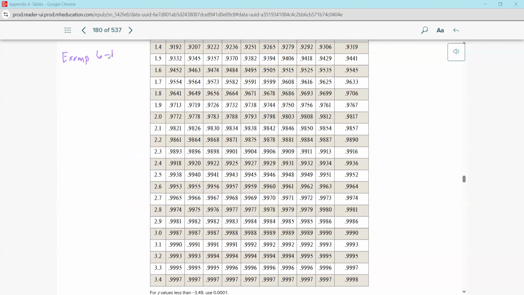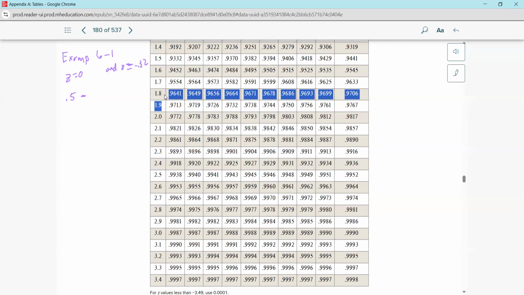6.1. Find the areas between the two given values. First one says between z equals 0 and z equals negative 0.32. This one's actually a lot easier. 0 is always going to be 0.5. 0 means that is dead center of the mean. So 50% of the data should fall to the left and to the right of the mean. If you're 0 standard deviations away, you're on the mean. So all I really got to do is figure out where negative 0.32 is, and then I can subtract it.